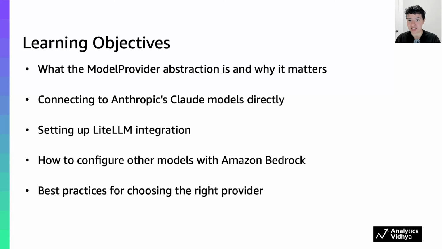By the end of this lesson, you'll understand how to leverage multiple LLM providers in your Strands applications and make informed decisions about which models to use for different scenarios. Okay, so the model provider abstraction is Strands' way of creating a unified interface across different LLM providers. You can think of it as a universal translator that lets your agent code remain almost identical regardless of whether you're using Anthropic, OpenAI, Amazon Bedrock, or any other supported provider.